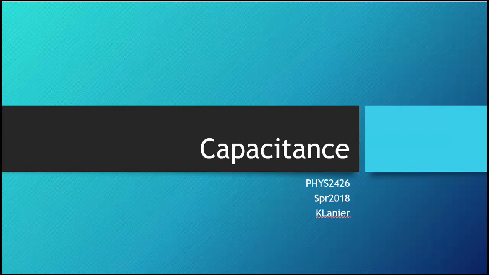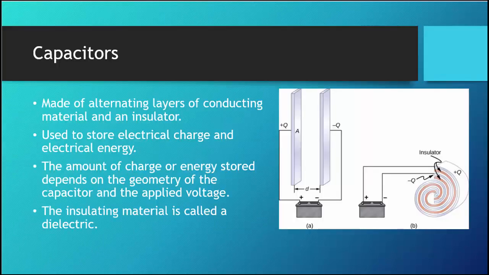Right, so we're going to talk a little bit about the idea of capacitance, and this is kind of a bridge between the electrostatics and working our way into circuits. And so we need to talk a little bit about the devices themselves, and they're called capacitors. They're made up of alternating layers of conducting material and an insulator. And so there's a couple basic varieties.